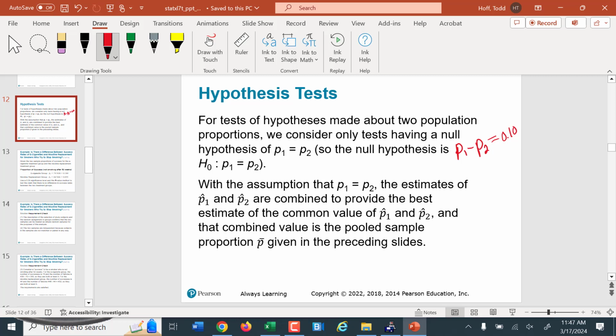For this class, we're always going to assume that difference is 0. In other words, that P1 equals P2. It simplifies the calculations a lot. Because of that, then we can use that pooled proportion, that P bar that we saw a few slides ago, the x1 plus x2 over n1 plus n2.